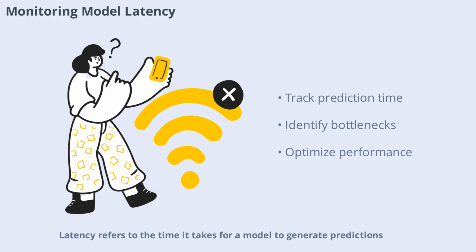Latency refers to the time it takes for a model to generate predictions. High latency can impact user experience and business processes. Monitoring latency helps you identify bottlenecks and optimize performance, ensuring that your models deliver timely results.